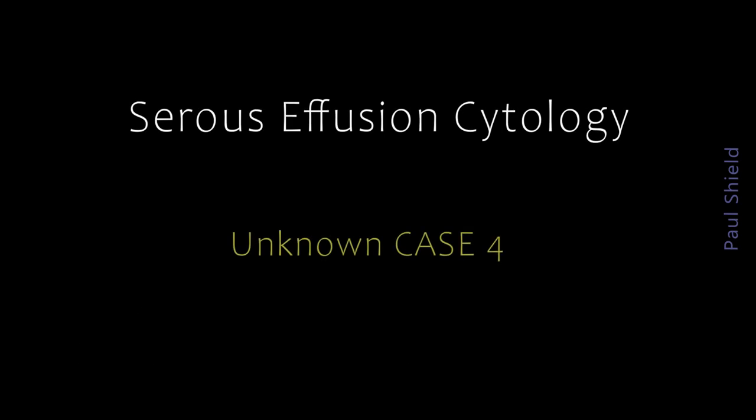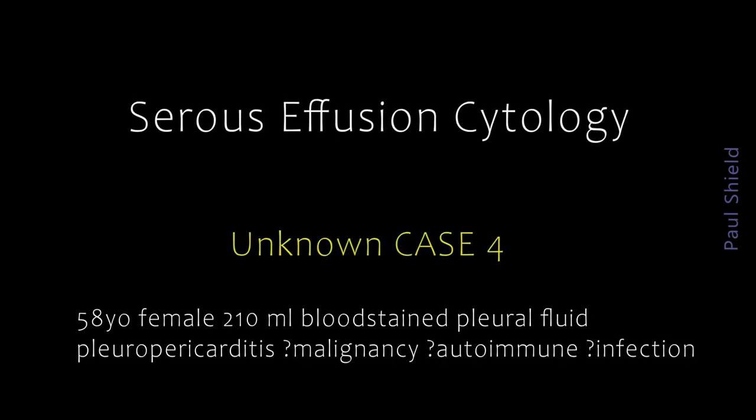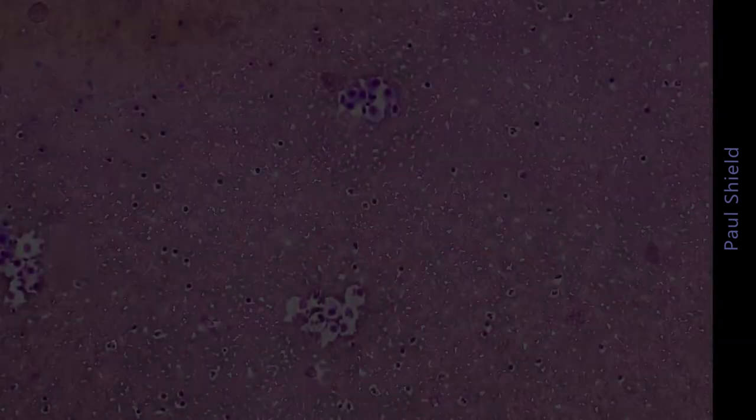G'day everyone, it's Paul. This unknown effusion specimen is from a 58-year-old female patient. We received 200 mils of bloody fluid, and the clinical notes queried pleuropericarditis, query malignancy, query autoimmune, maybe SLE or rheumatoid, and query infection.